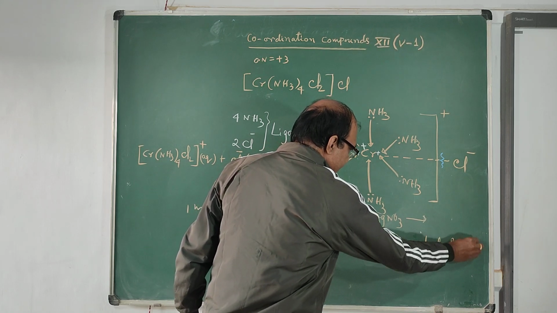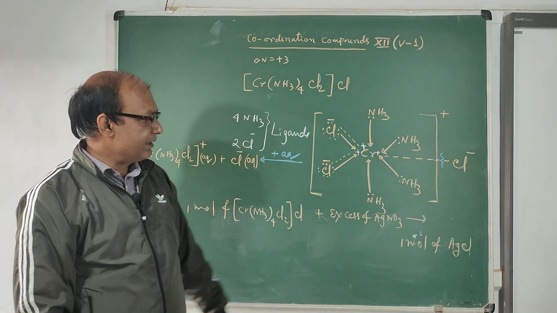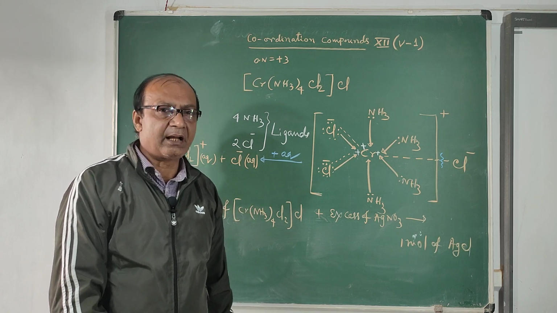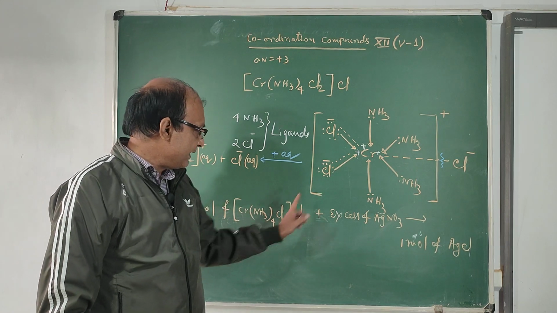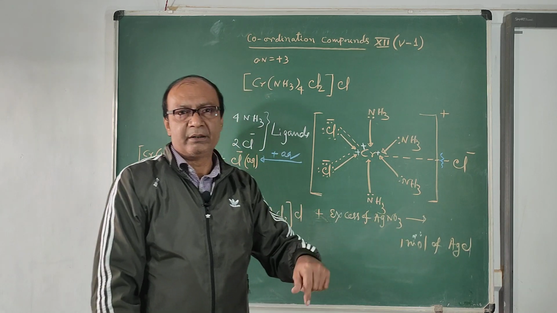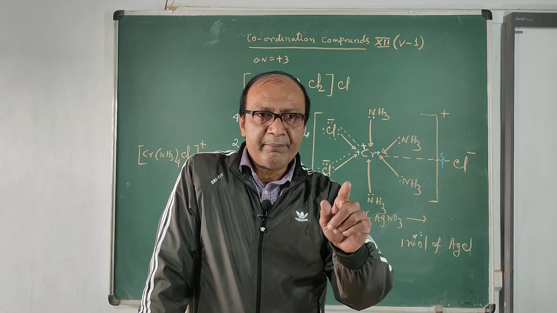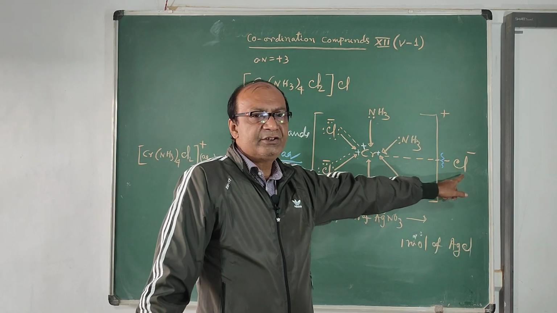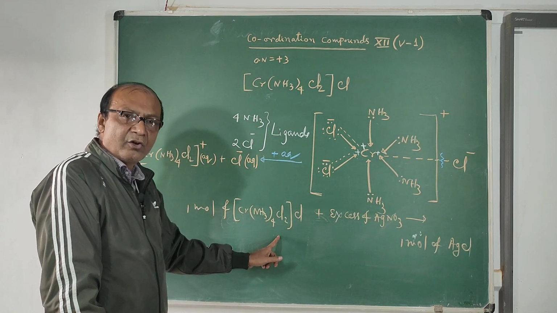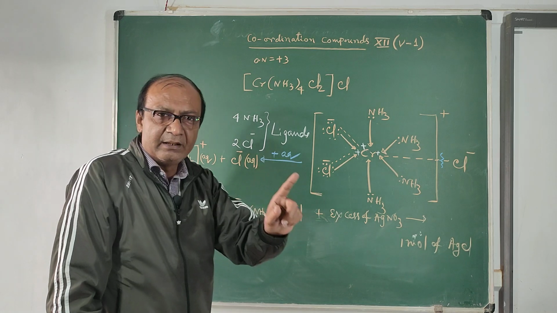So see, this fact clearly indicates that only 1 mole of Cl minus ions is ionized. 1 mole of this is taken, excess of silver nitrate is added, and what we got? 1 mole silver chloride. 1 mole silver chloride means that only 1 mole Cl minus ions have been ionized from 1 mole of this coordination compound. So it is clear that outside there is only 1 chlorine.